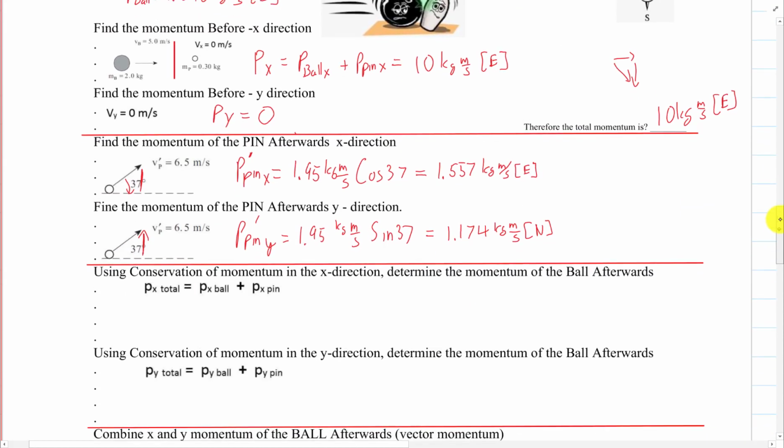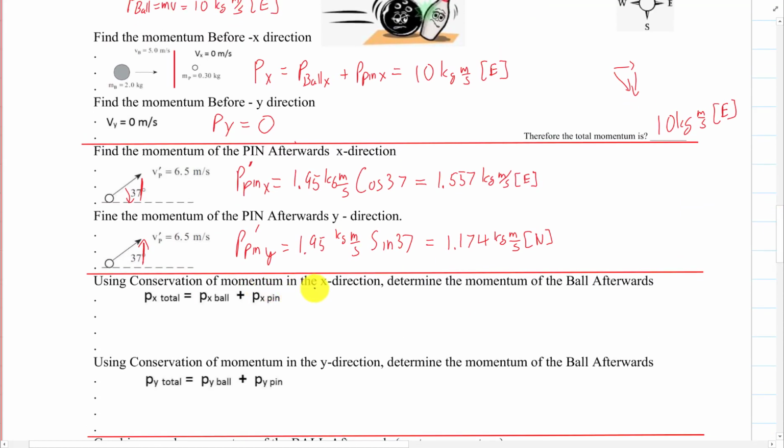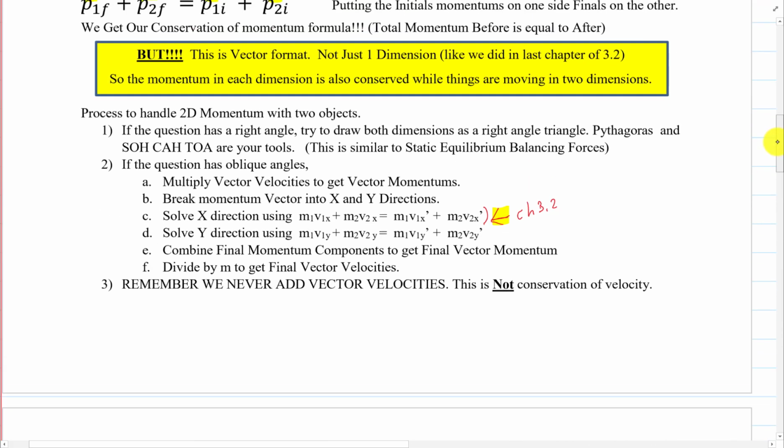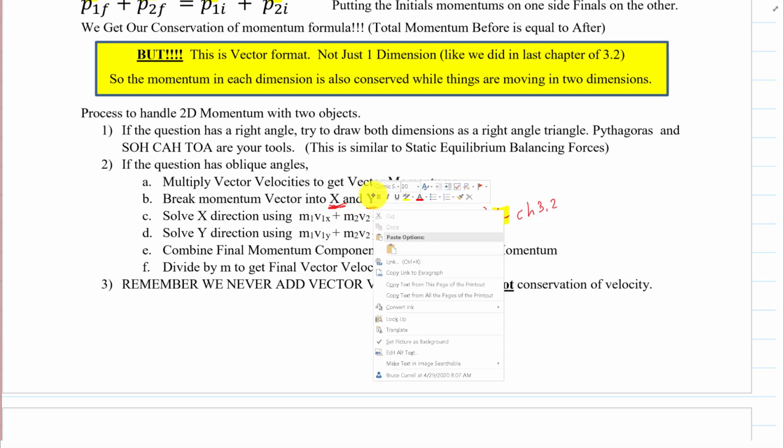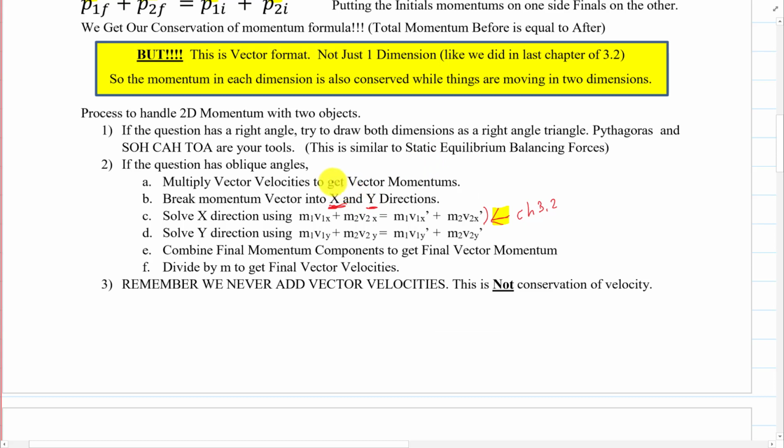Now use conservation of momentum in the x direction to determine the momentum of the ball afterwards. Now remember, what we're working on is from the notes yesterday, that we get the momentums in the x and y, and that's what I just did: the momentum of the pin in the x and the y afterwards. And we know the momentums in the x and the y beforehand. Now we're going to use conservation in the x and conservation in the y to find the ball's momentum.